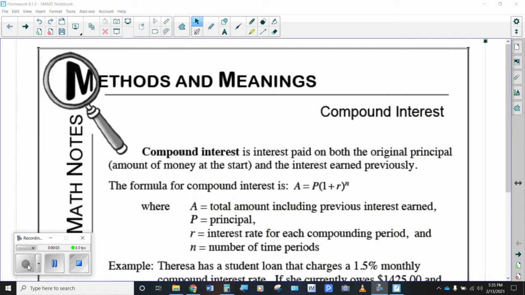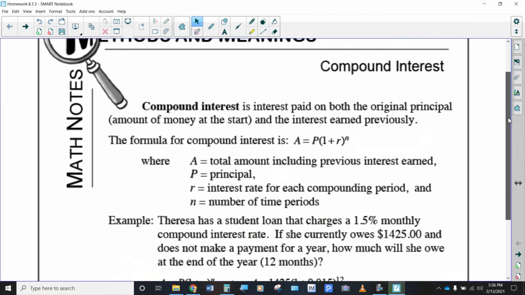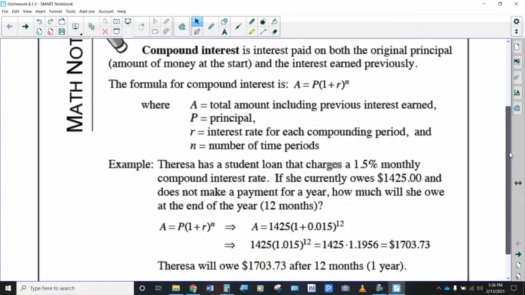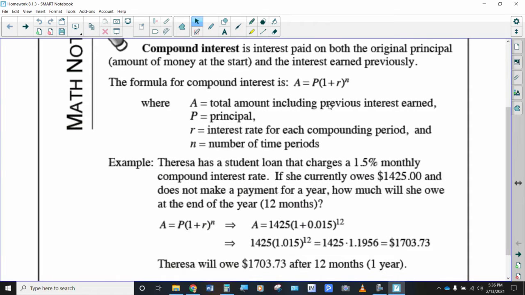Alrighty, let's take a look at our homework for 8.1.3. Our M&Ms are on compound interest. Hopefully you got all of this formula into your journal from the work that we did in class and watching the video. But compound interest is a slightly different formula than simple interest because compound interest involves taking your principal and multiplying it times a multiplier that is 100% of the principal plus the additional interest. And then that gets repeatedly multiplied a certain number of times for your new balance.